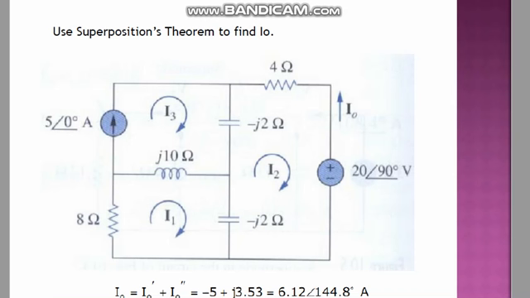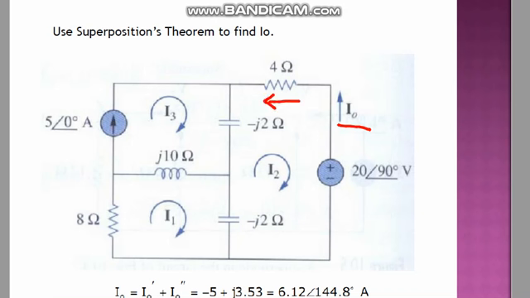Dear students, now I will welcome you to solve a new practice problem on superposition theorem to find out I naught. Here you can see there are three currents, I1, I2 and I3. This looks like the circuit that I have previously solved in mesh analysis. So how could we find this I naught current, or the current that passes through this?